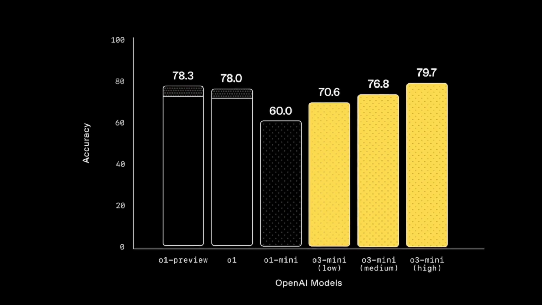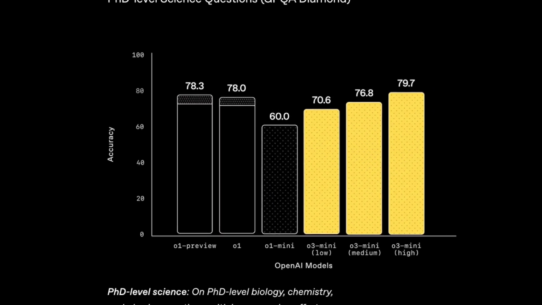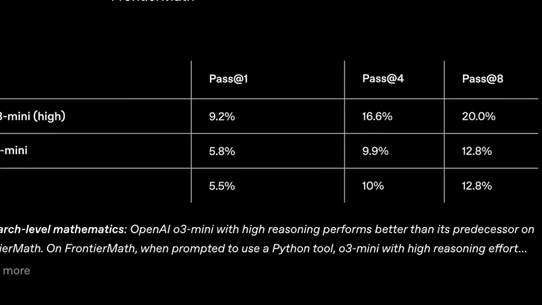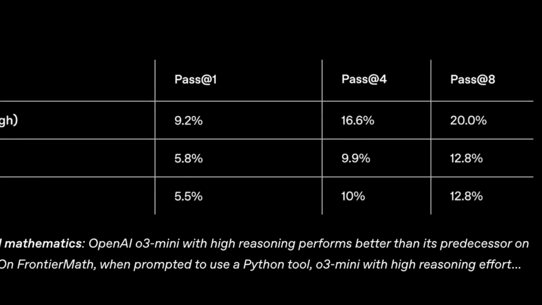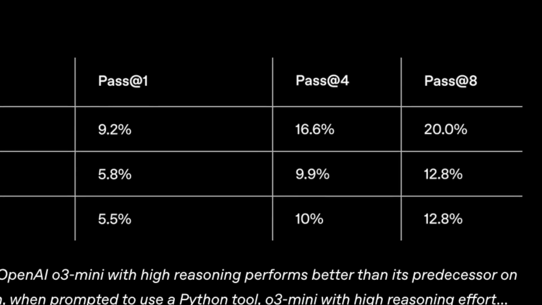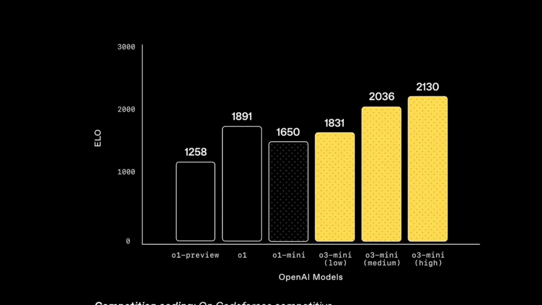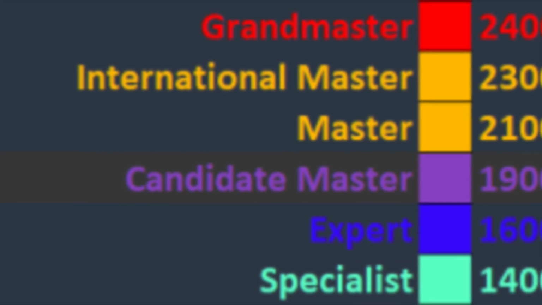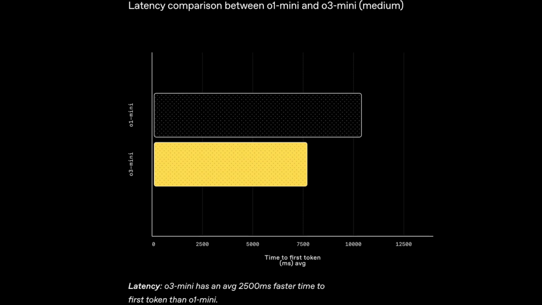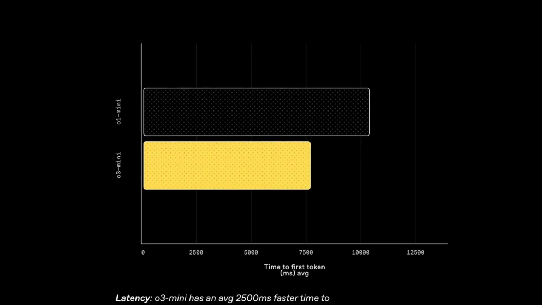Next up, we have PhD level science questions with O3-mini High again with the lead. In the frontier math test, which consists of some of the hardest math questions known to mankind, O3-mini High excels with 20%, which is pretty impressive. In the Codeforces, an ELO-based coding competition, O3-mini High is OpenAI's first coding master with its 2130 rating. And we also see a noticeable decrease in latency compared to O1-mini.